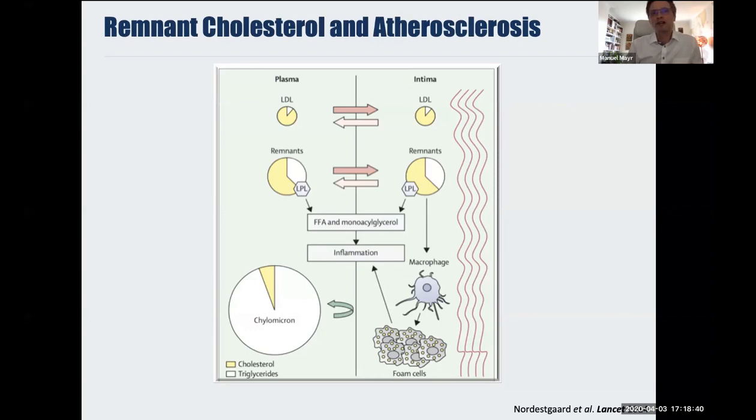Now, these remnant particles still carry some triglycerides, but they also now carry a lot of cholesterol, and they're similar in size to LDL. It is thought that not only LDL can cross into the arterial wall, but also these remnant particles of triglyceride-rich lipoproteins. So the question is now to what extent the cholesterol buildup in arteries is only due to the effect of LDL depositing cholesterol in the vessel wall, or also due to the remnant cholesterol that originates from triglyceride-rich lipoproteins.